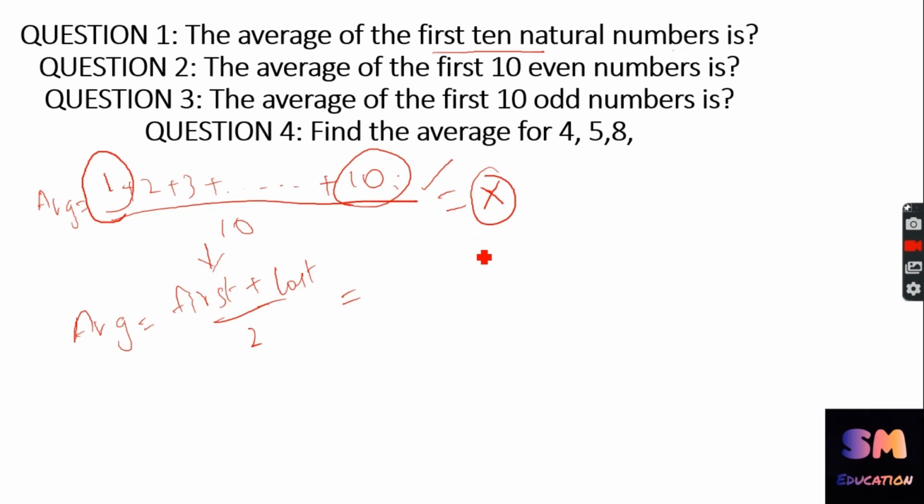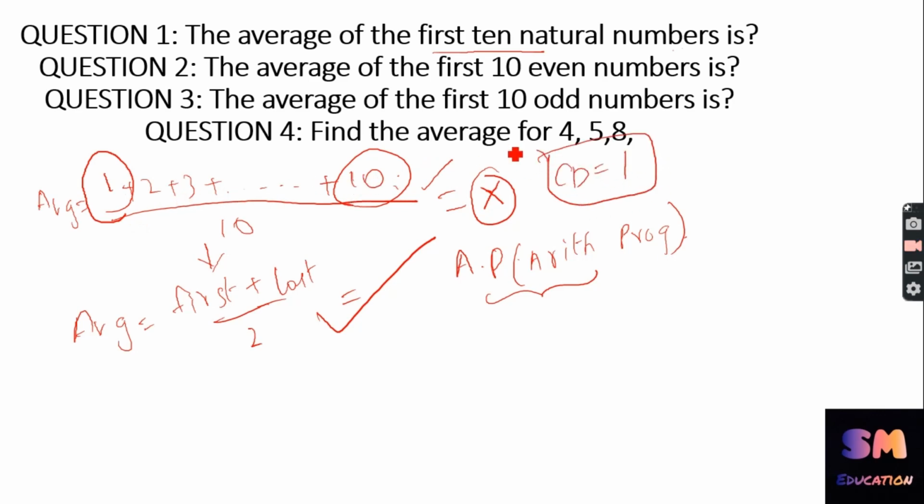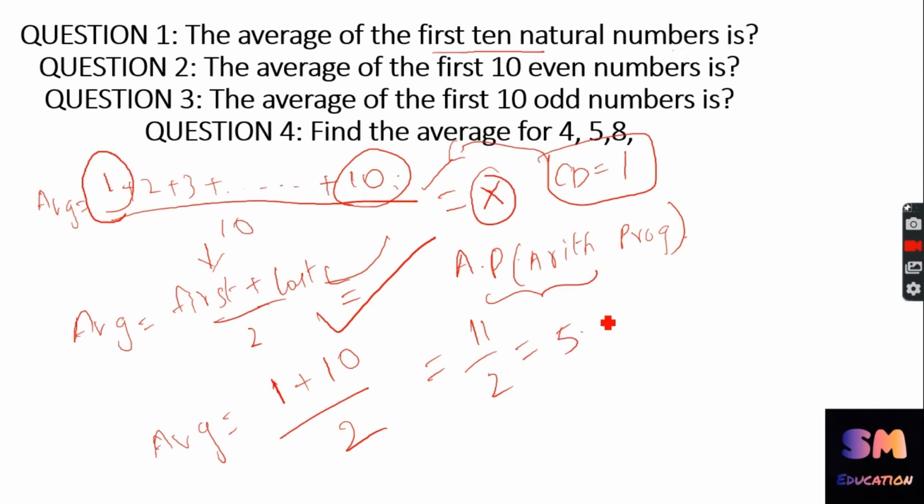See, when the common difference is the same, that means if the numbers are in an AP series, arithmetic progression, with the same common difference, then this formula can be applied. Here we can see that the numbers 1 to 10 have common difference 1. So we can apply this formula. The average will be 1 plus the last number, 10, divided by 2. This gives 11 by 2, and the average will be 5.5. So this is the easiest approach.